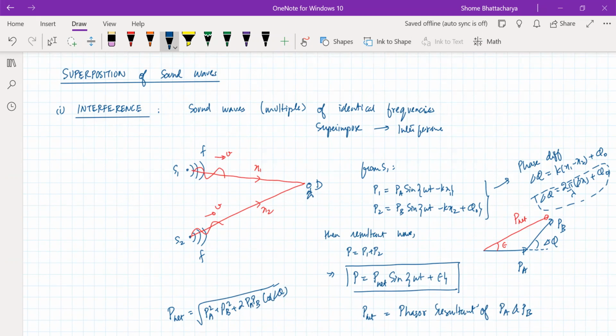But because now there is no constraint that both waves have to be traveling along the same straight line, there are a lot of different variations of questions that come into play. So we'll discuss one or two.